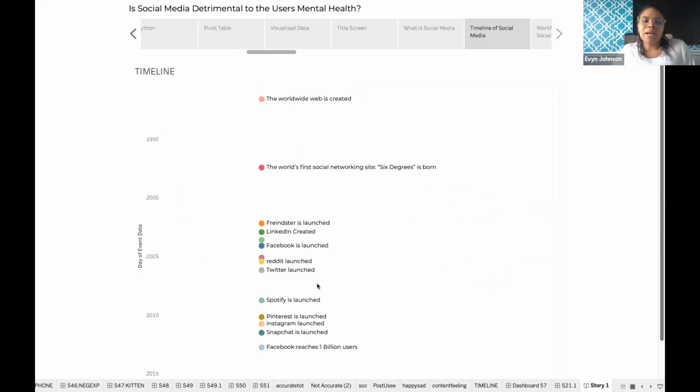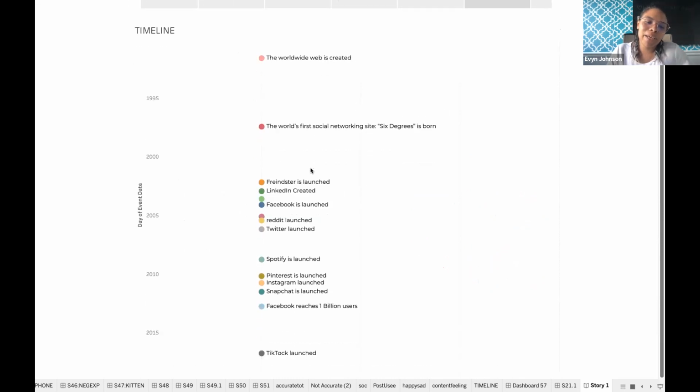So I created this timeline because I wanted to show that all of this has been happening in a relatively short time. You can see that the internet was started in 1991, and the latest data point we have here is the launch of TikTok in 2016. So it's been about 25 years and all of this has happened so rapidly. You can see in this area here, bam, right after another, all of these sites were being created.